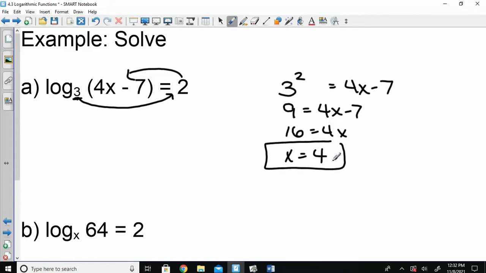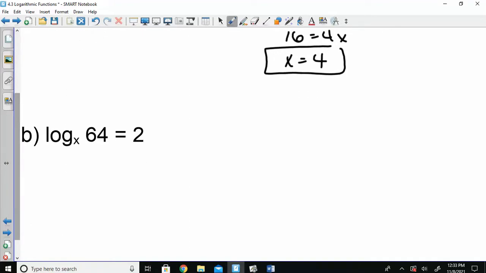We do have to be a little bit careful on these. When you are talking about the log, the base and the argument both have to be positive. The only thing that can be negative in a log is what it's equal to. So you should always check when you get your answers. Make sure if I plug a 4 in, 4 times 4 minus 7, that's a positive number, so I'm okay. If it were a negative, then we would have to say no solution. So always check on these, make sure the base and the argument will be positive.